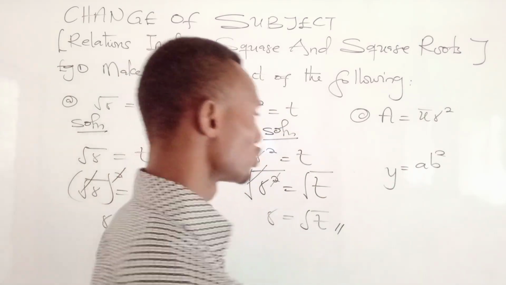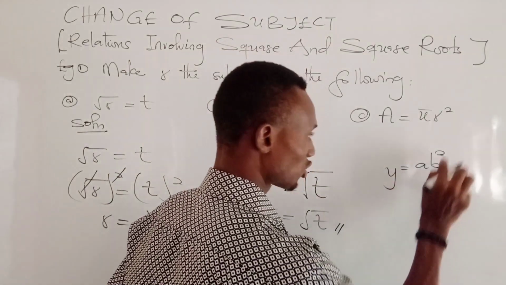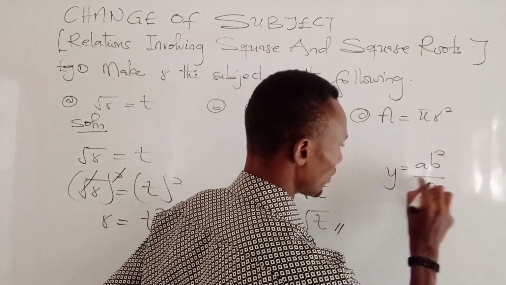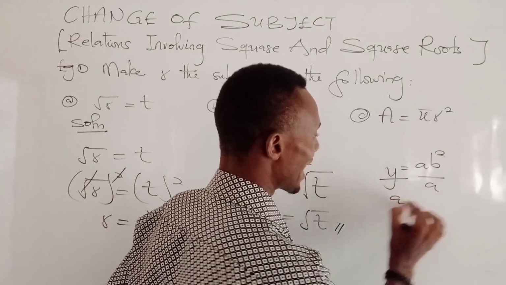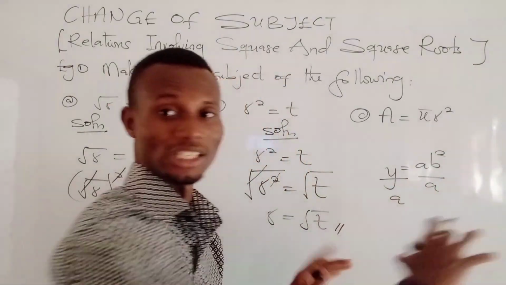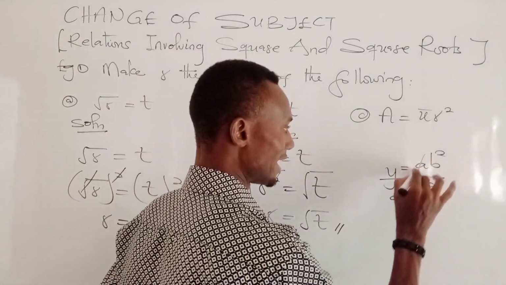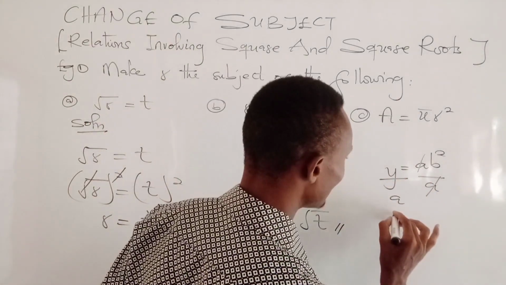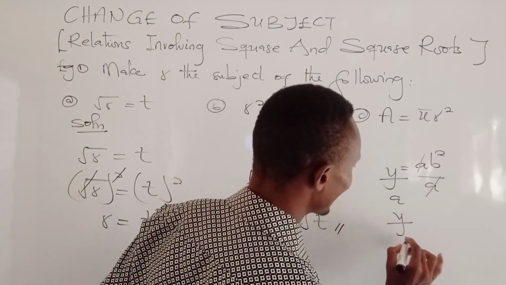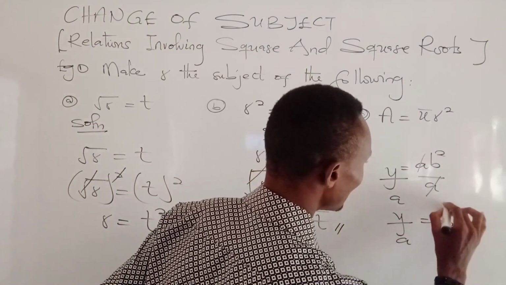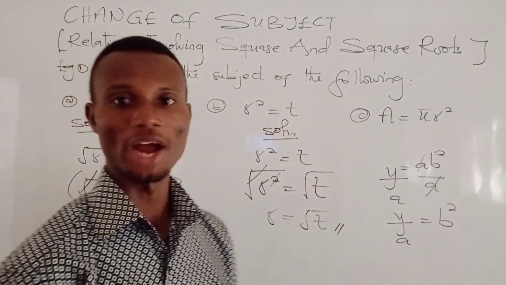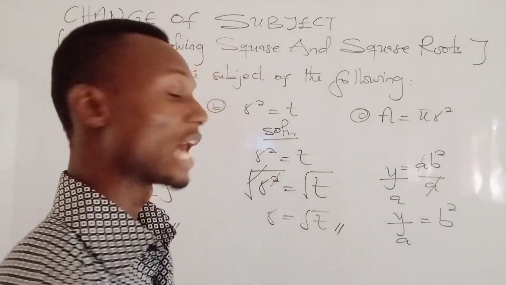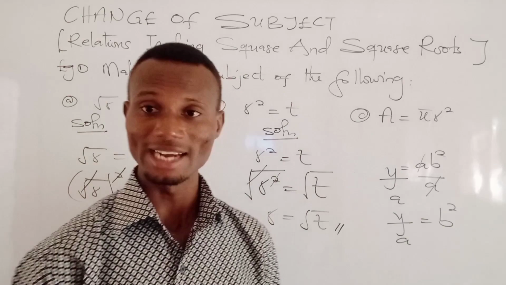So to get this b squared to stand alone from this side, we divide here by a. Then we divide here also by a. So you divide through the equation by a so that this a can cancel this a away. I hope you agree with me. So what we have left is y over a equals b squared. I hope you agree with me up to this point. Now from here we need to get our b to stand alone.